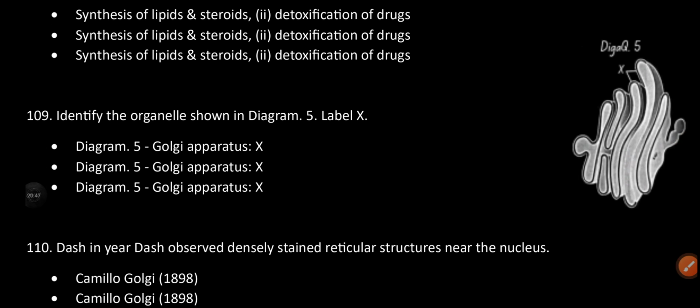Identify the organelles shown in diagram 5. Label X. Diagram 5 is Golgi apparatus.